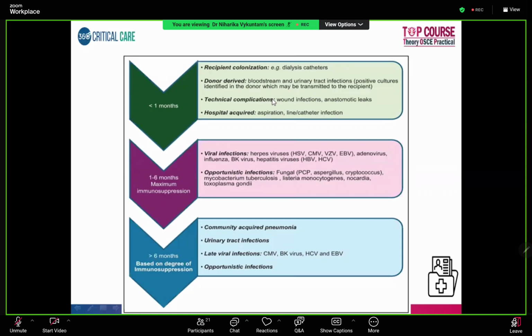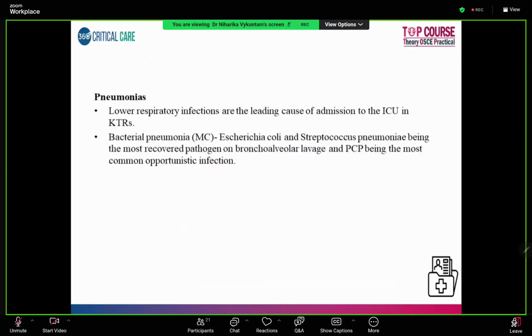Post 6 months, what could be the most common one? One is it could be a community acquired pneumonia, any UTIs, late viral infections, and late opportunistic infections. Okay, so when they ask about infections, you have to put this diagram.